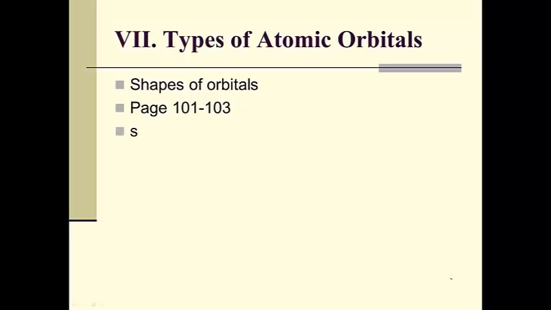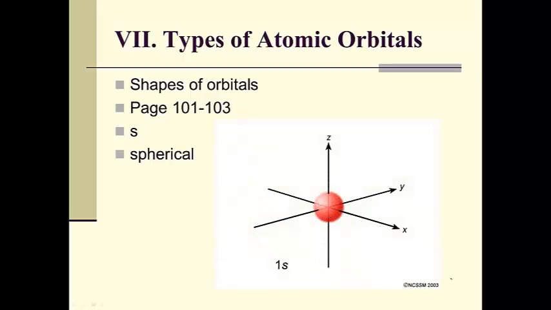The s orbitals are simple. They're just spherical. So the nucleus is really small down here someplace. On the surface of this sphere, there's a high probability that someplace on the surface, we don't know where, there's up to 2 electrons.